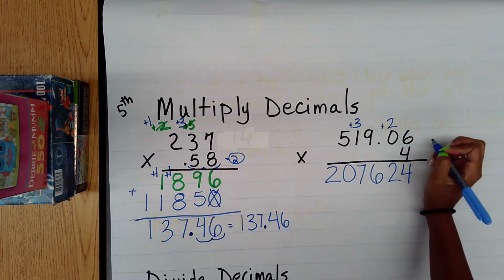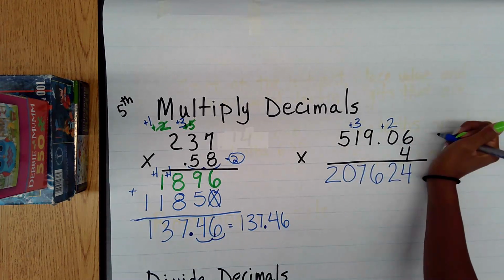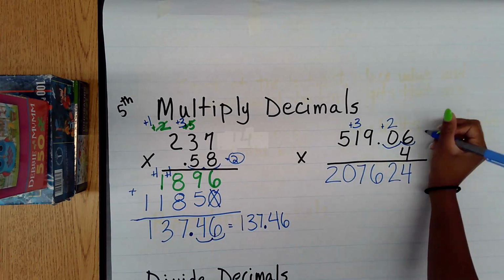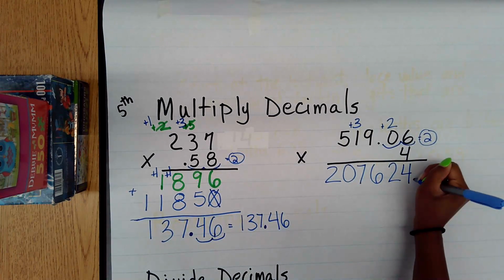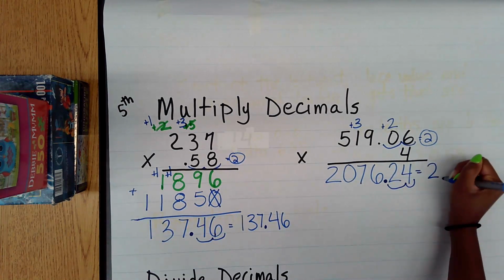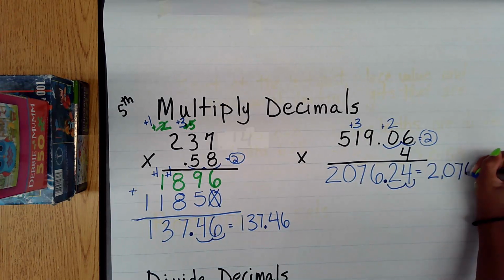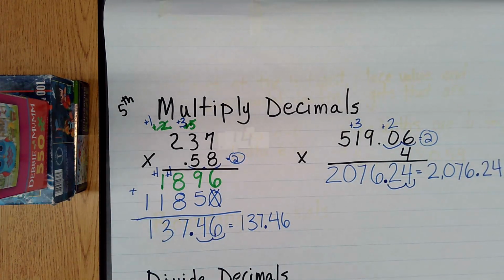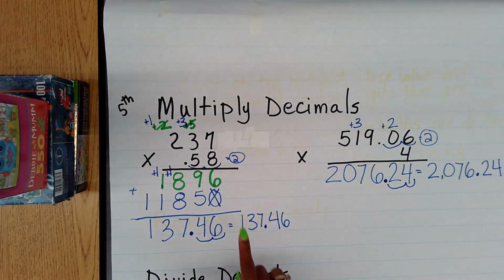And then I'm going to go back. I need to figure out how many jumps to move in order to put my decimal point into my product. 1, 2, here's 2 jumps. I'm going to start here. 1 jump, 2 jumps, insert my decimal, and then I can rewrite my answer as 2,076 and 24 hundredths. So again, we're taking our prior knowledge of multiplying, applying it to decimals, and just adding that one extra step in when I have to count how many jumps to my decimal point to put it back into my product.